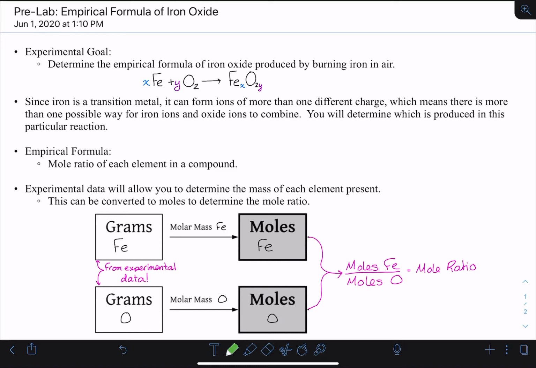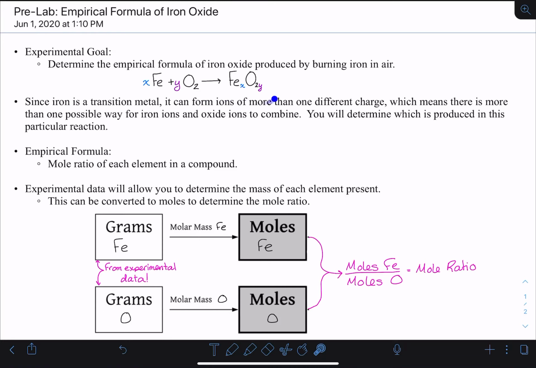oxide. Now, since iron is a transition metal, it can form ions of more than one different charge, which means there's more than one possible way for iron ions and oxide ions to combine. So you'll be determining which one is produced in this particular reaction.